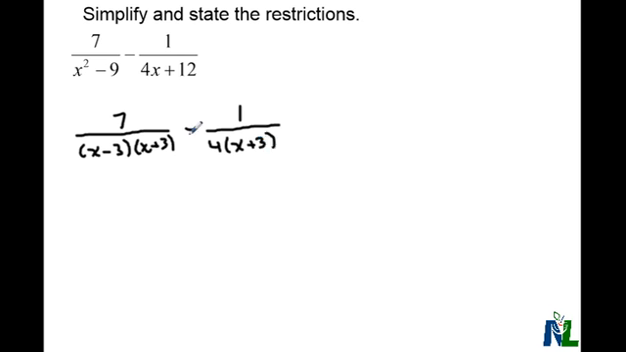So I'd like to have all this over one denominator so I'm able to subtract them. So I'm going to need to come up with a common denominator for the first denominator here and the second one. If I look at the first denominator, I can see I have x minus 3, x plus 3, but I don't have a 4. So I'm going to multiply the top and bottom of this expression by 4.